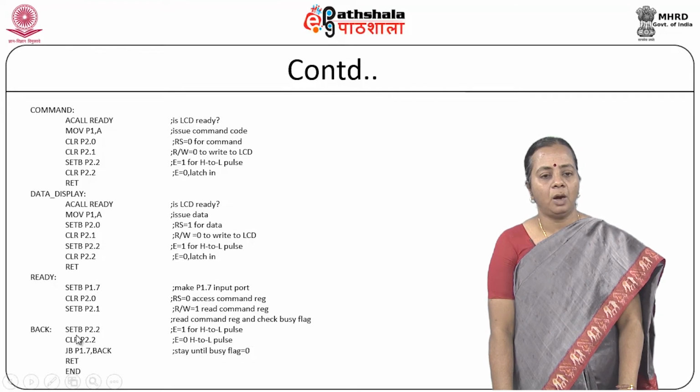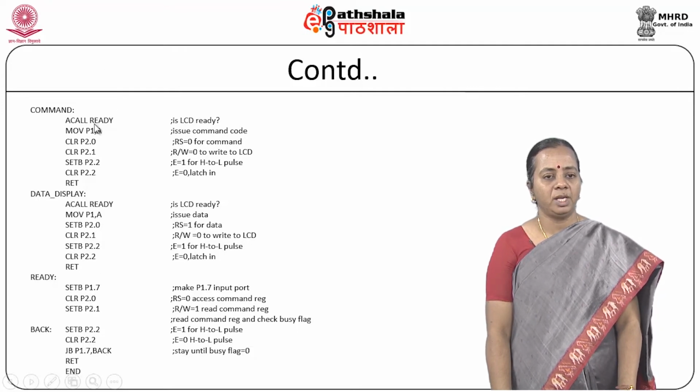And now SETB P2.2, that means E is 1, CLR P2.2, which makes E 0, so that it is a high to low pulse. Now I am looking at the bit of P1.7, JB P1.7. So jump if the bit is set, otherwise you have to return. If the bit is equal to 1, then it will come back to this. That means the busy flag is there. If P1.7 is equal to 1, I will say that it is busy. So again and again I have to go through this procedure till I am getting a 0 at P1.7. When I am getting a 0, it comes down. That means the busy flag is off, so the system is ready to do the job.